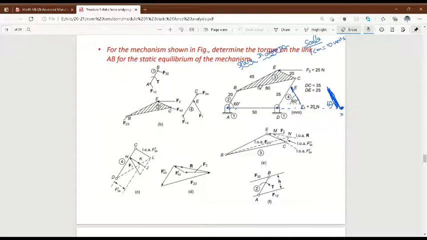Mark all the parts, like link number. A and D are the fixed link, so 1, 1. Number 2 is the crank, number 3 is the ternary link, and then number 4. Mark all the links. You don't need to mark these dimensions. If you already marked them, no problem, but it is not necessary.